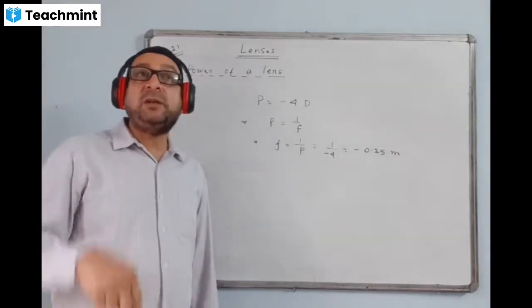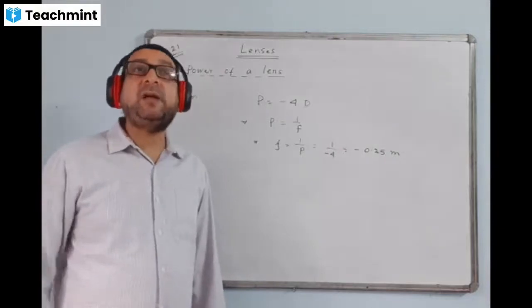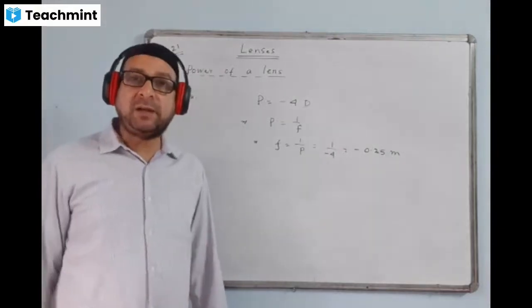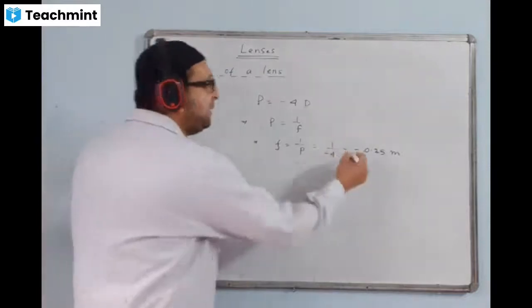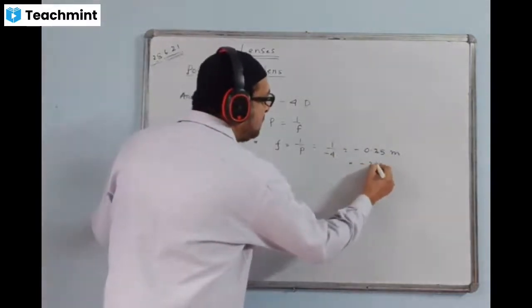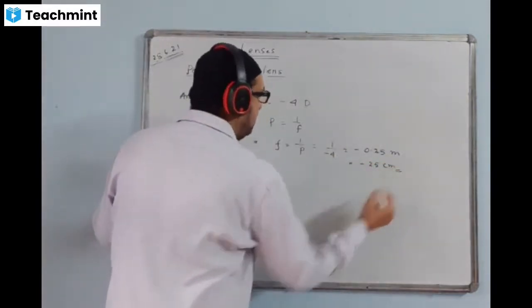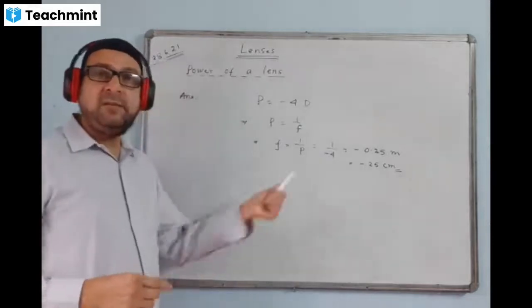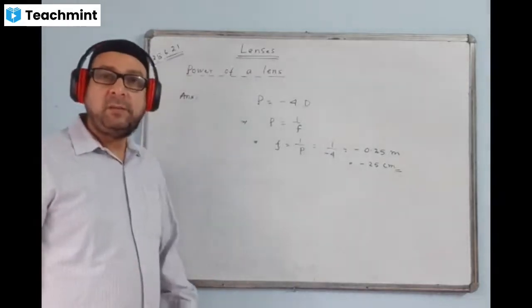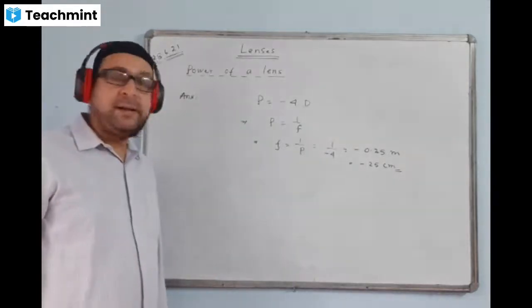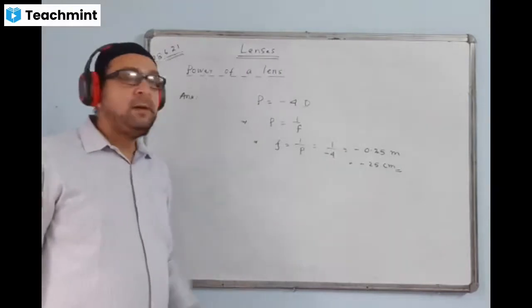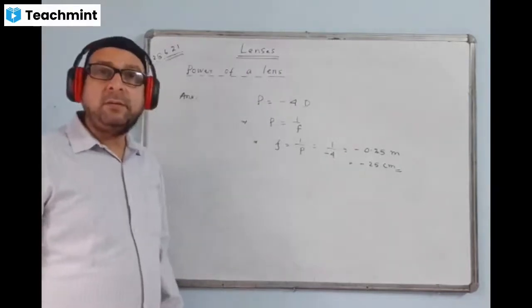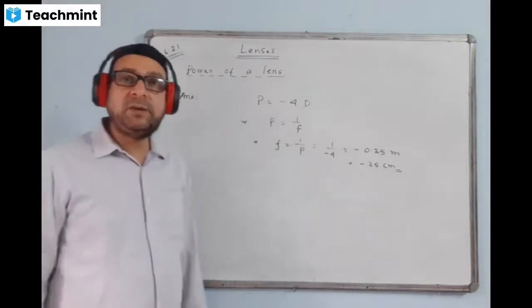But if the question asks you to give your answer in centimeter, or if you wish to give your answer in centimeter, change into centimeters: multiply by 100, it will become -25 centimeters. Sign will carry on. So this is the answer, -25 centimeters. You are multiplying meter by 100 in order to change into centimeter.